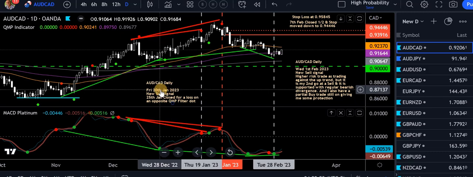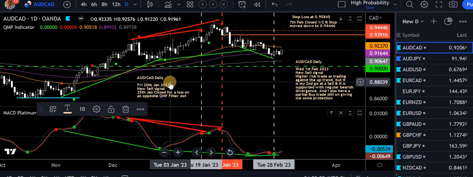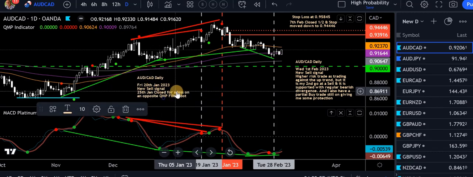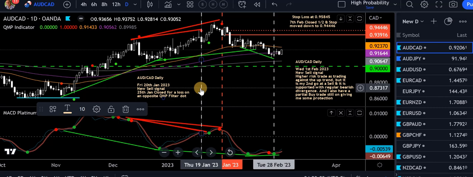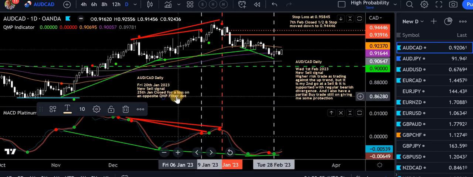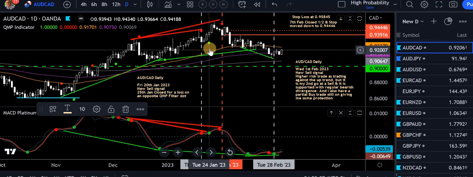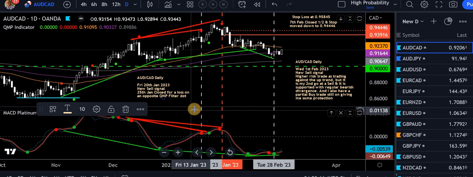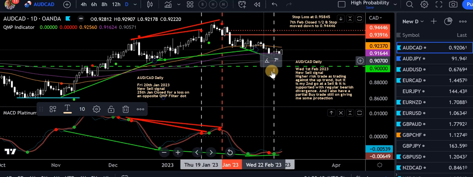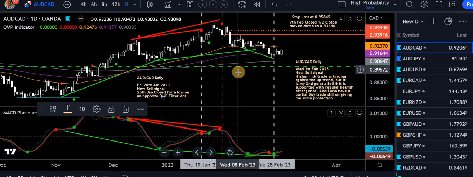So, and you'll see other notes on old trades I leave on the chart here. So on the 20th of Jan, took a new sell signal. Where was that? 20th of Jan, here. And that was closed out on an opposite QMP filter dot. So that's this one here, this green dot here, closed it there, then took the second sell and got divergence, bang, bang, off we go. So recovered that loss.